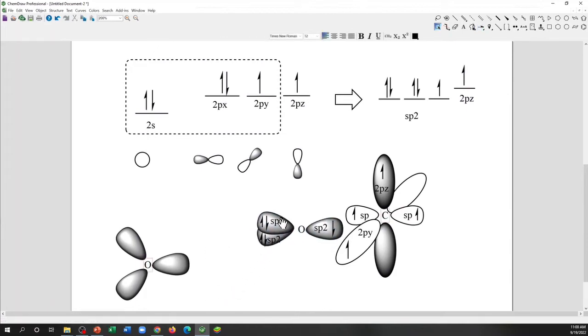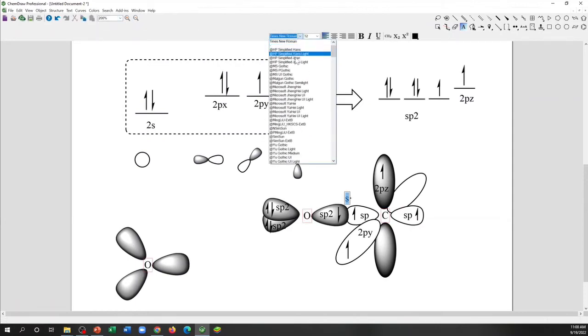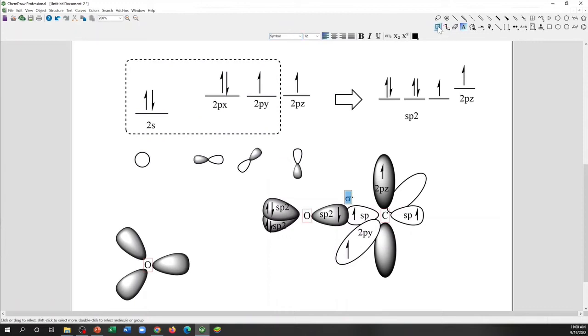This oxygen now makes a bond between the hybridized sp2 orbital of the oxygen and the hybridized sp orbital of the carbon. I just clicked these pieces together, and this particular bond that involves the direct head-on overlap is referred to as a sigma bond, which we can represent with the Greek letter sigma. So I'll go to symbol font. That's what a sigma looks like. So this is called a sigma bond right here. Okay. Now, I'm going to move this down a little bit.